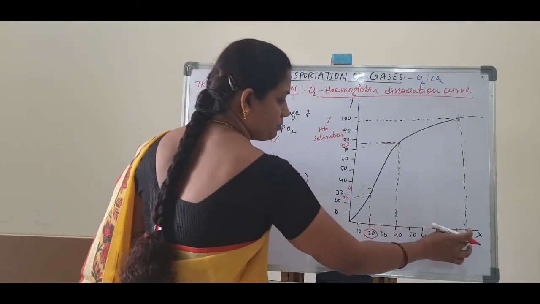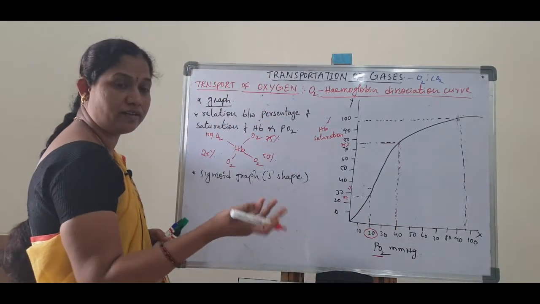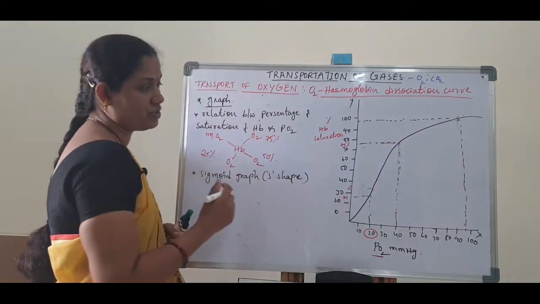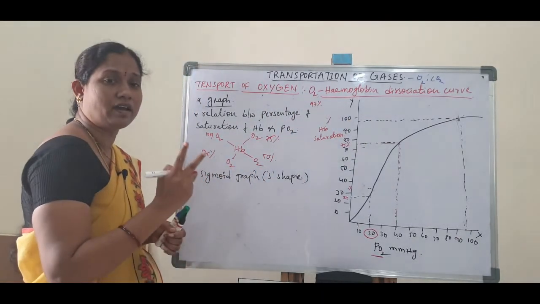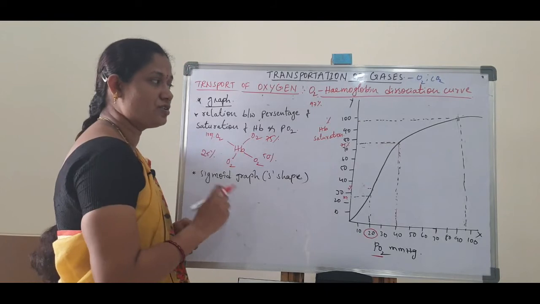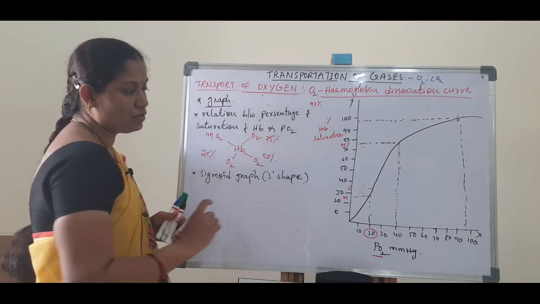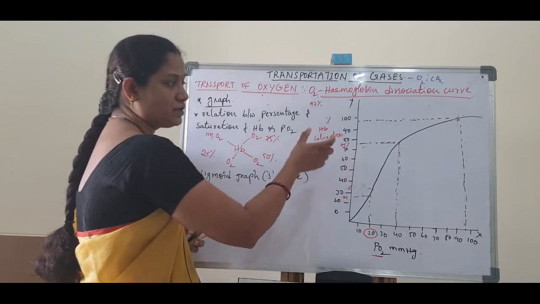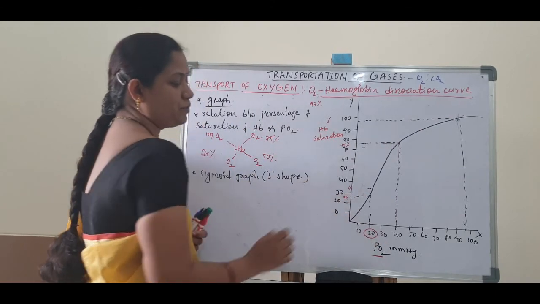Next, when the partial pressure reaches up to 100, or 90 and above, it has 100% of saturation. 100 means 97% of saturation, because 3% of oxygen is carried in the dissolved state. That's why we say 97% saturation takes place at a partial pressure of oxygen of 100. Which means we get a sigmoid shaped curve. This curve explains the relation between hemoglobin saturation and partial pressure of oxygen.